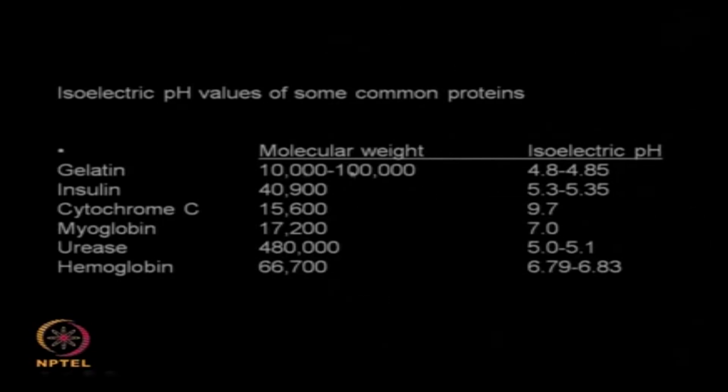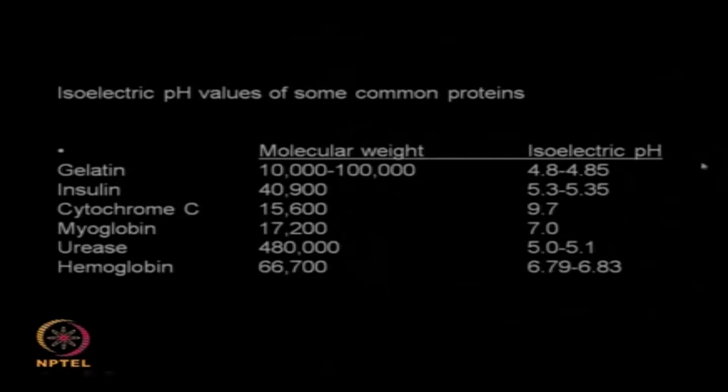Look at gelatin, a very high molecular weight material, its pH is 4.8 to 4.85. Insulin 5.3 to 5.35. Cytochrome C 9.7. Myoglobin 7. Urease 5 to 5.1. Hemoglobin 6.79 to 6.83. So you see a difference in their isoelectric pH. So I should be able to make use of these differences in separating them out.